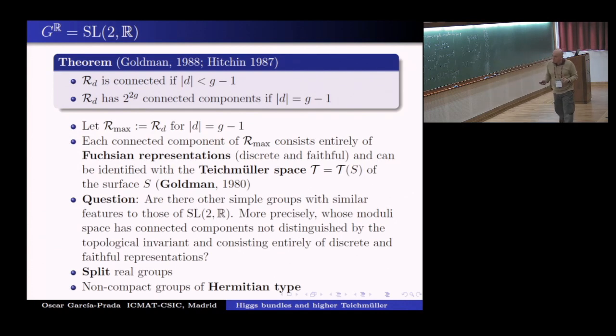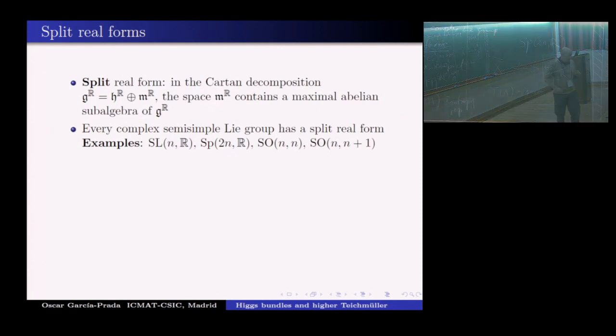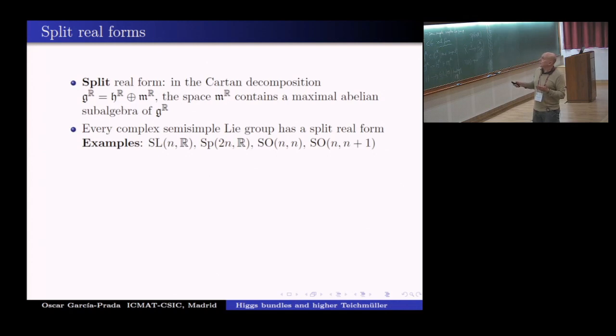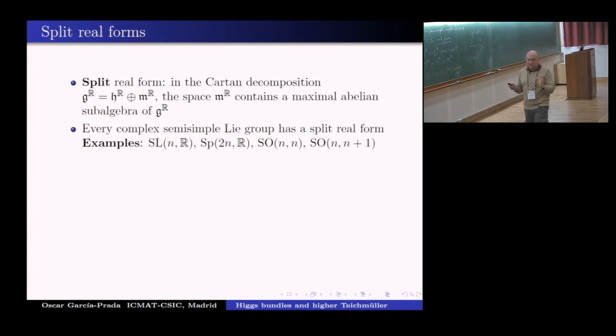And so let me start. For the split group, precisely, the split real form, in the Cartan decomposition, you can have the maximal abelian subalgebra of G_R entirely contained in M_R, right? So this is what, as I said in a more colloquial way, is the least compact of all the real forms.